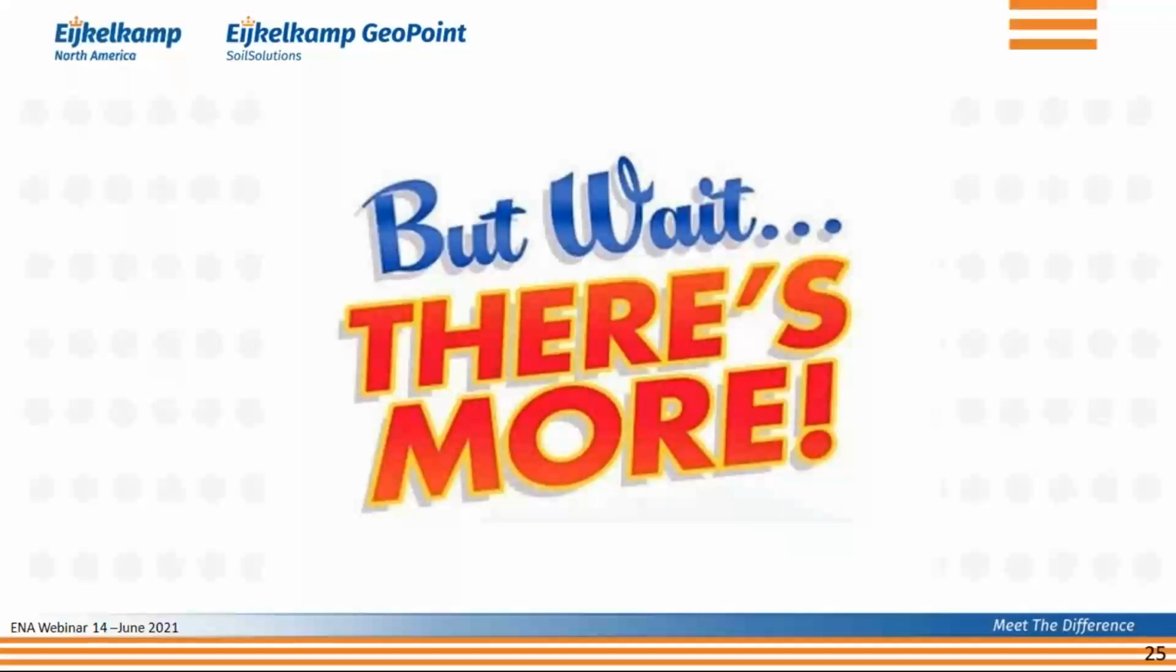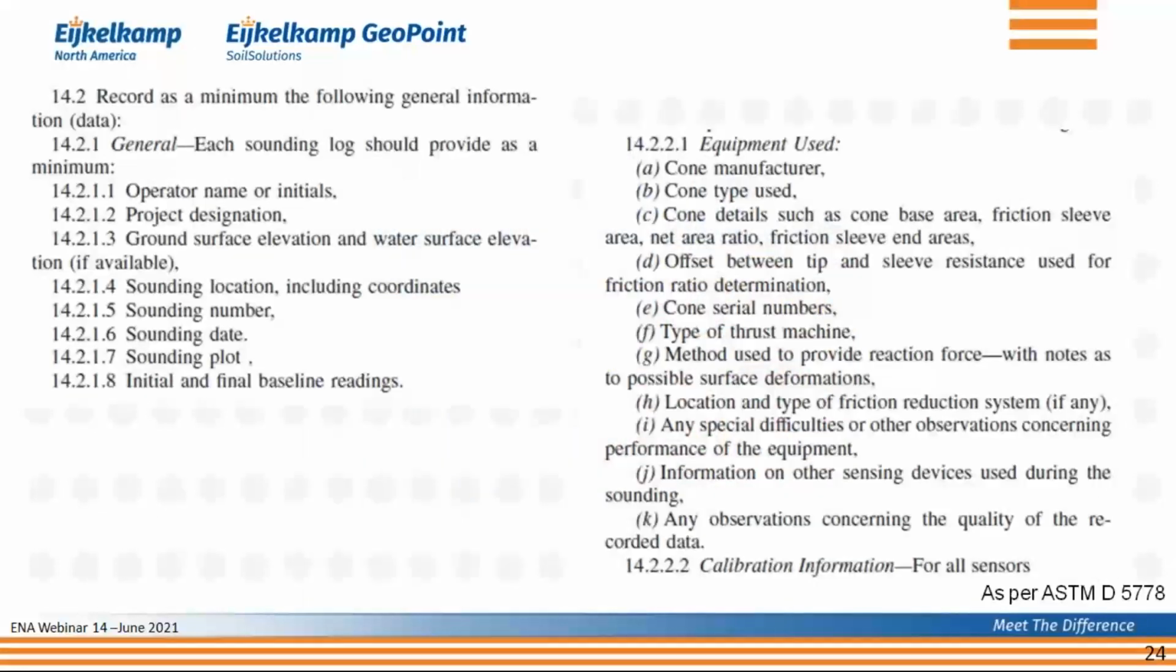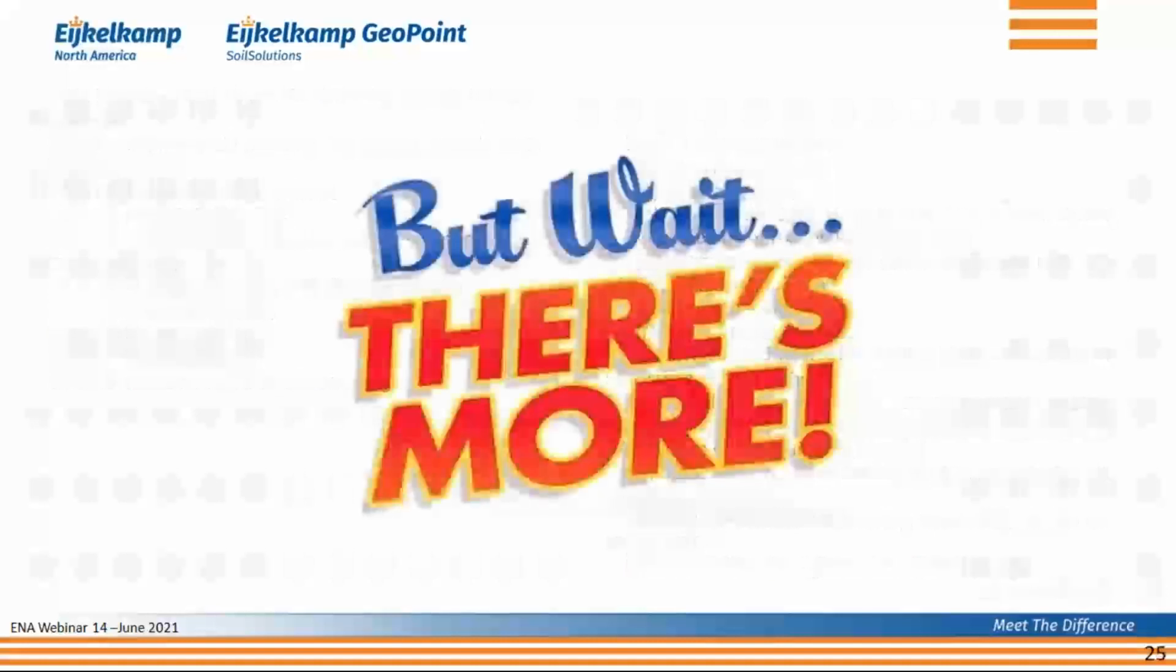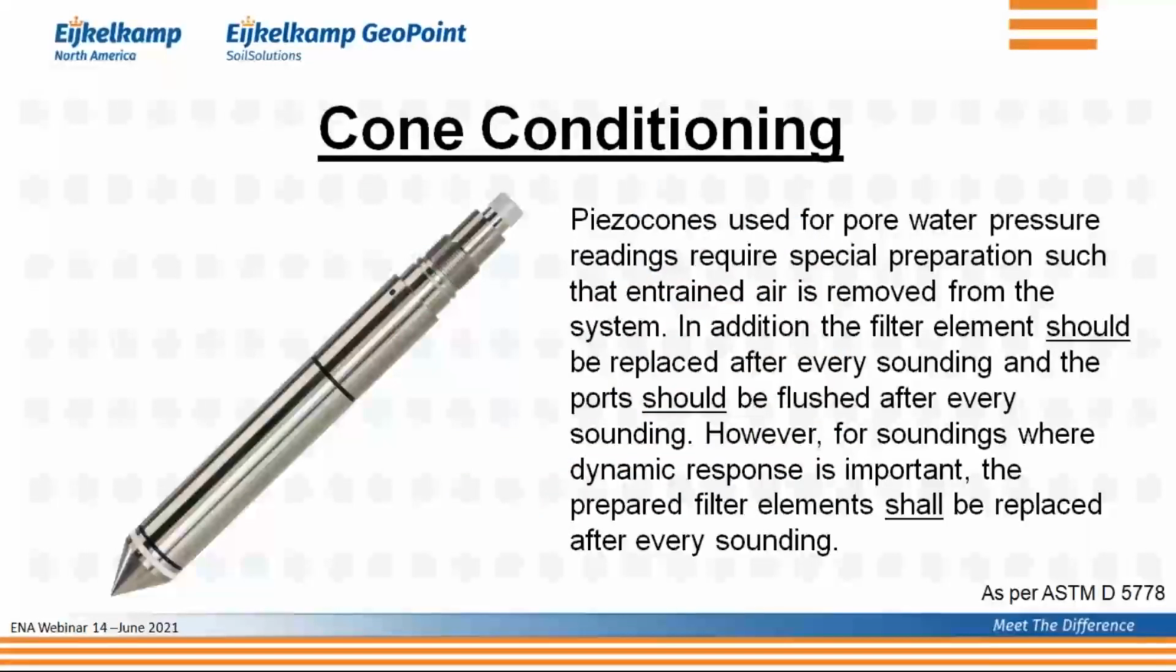And of course, the famous statement: wait, there's more. What you see here are just the base things that you have in the standard. And we already talked, of course, about the squiggly lines, but there is more. There are more things that you need to think about. First of all, let's talk again a little bit about the cone conditioning. In the standard, we say that piezo cones are used to measure the pore water pressure readings, that the filter elements should be replaced after every sounding, and that the port should be flushed. In other words, the cone should be fully saturated with liquid.